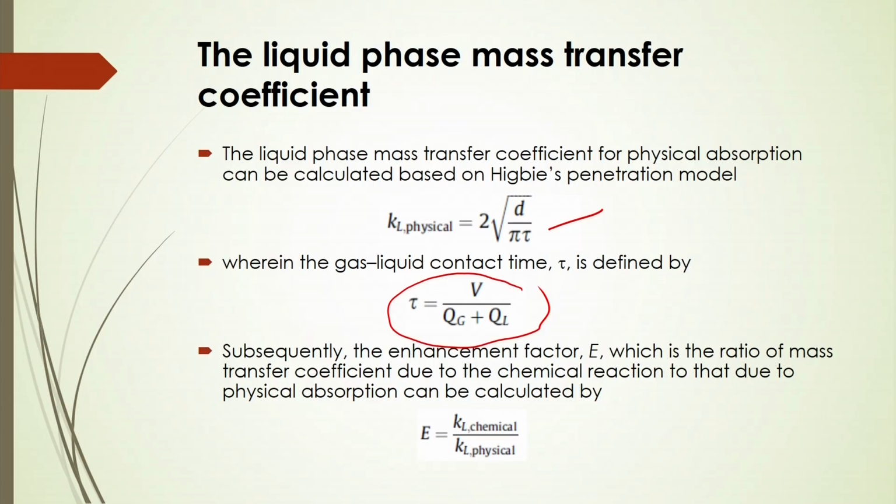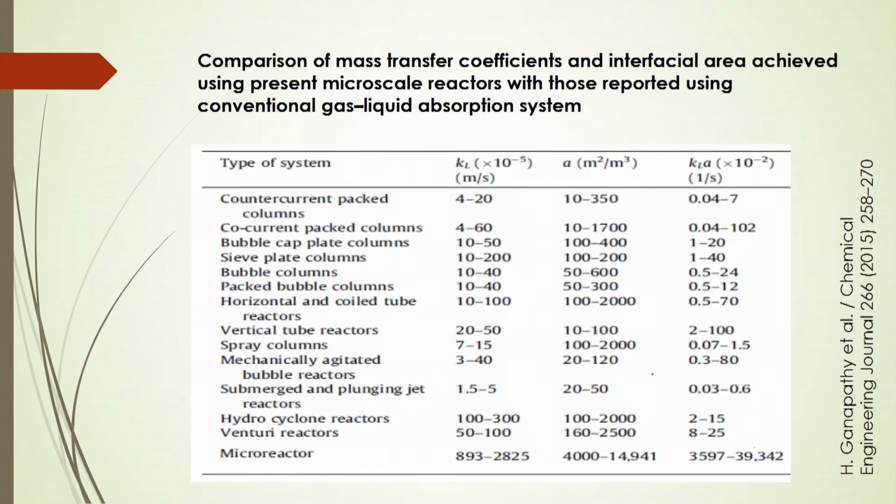If you know these things, then you can easily calculate the gas liquid contact time. Once you know the gas liquid contact time and also the size of the bubbles or slugs inside the channel, the equivalent diameter of the bubbles or liquid slugs, then you can easily calculate the KL. Now, once you know KL in the chemical process and also KL in the physical process, the enhancement factor can be calculated based on this equation.